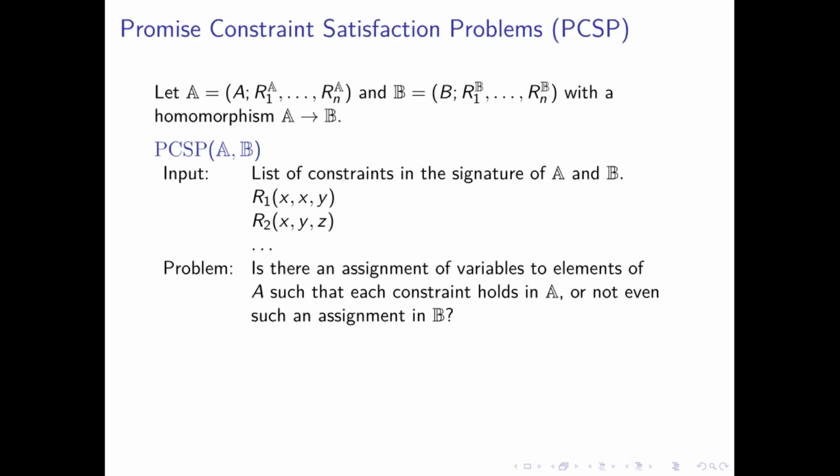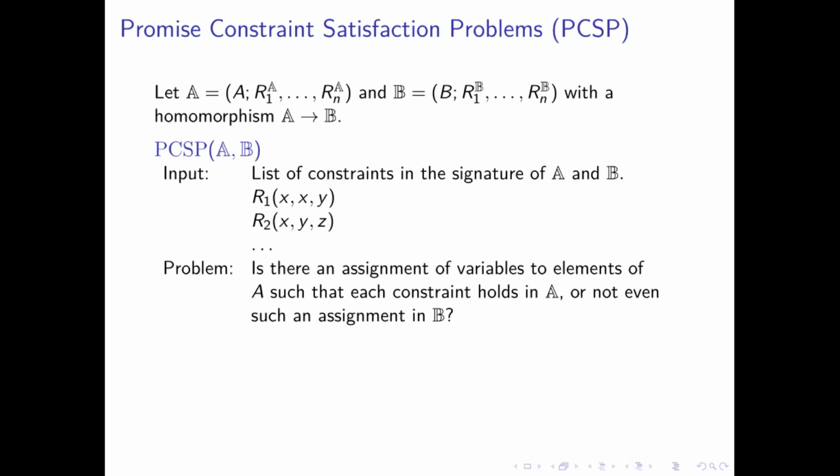And then promise constraint satisfaction problems, the setup is similar, but we now have 2 relational structures, A and B, both in the same signature, with a homomorphism from A to B. So this is like a technical condition that's required for this setup to make sense. And the input is going to look exactly the same. It's just going to be a list of constraints in the signature of A and B. So it'll look exactly like the input in a CSP.